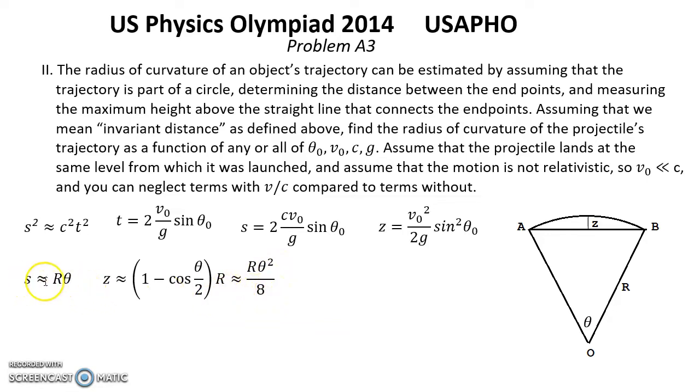And now from these two expressions we can eliminate theta, and from here we can find that the radius is approximately this one, or c square over g. That's the answer for question 2.